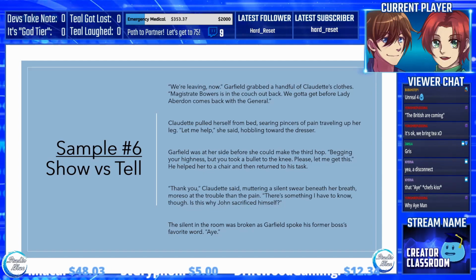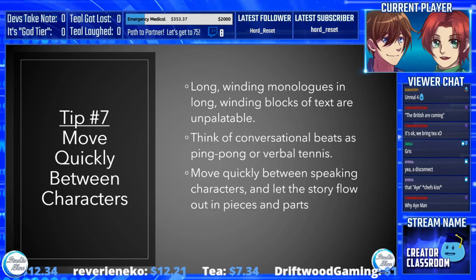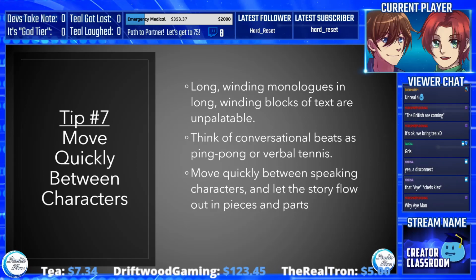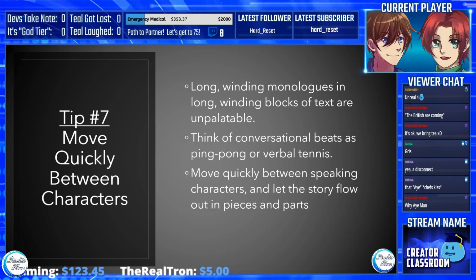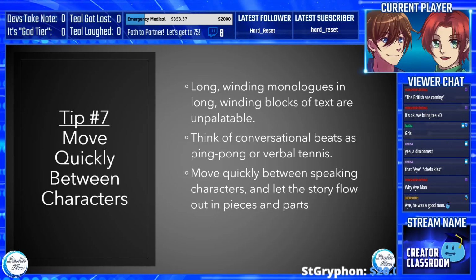So, yes, we spent a delicious amount of time on this, and I hope it helped you all. All right, let's move on to the seventh and last point. Move quickly between characters. Long, winding monologues and long, winding blocks of text are unpalatable. I just like the way that sentence read better than it sounded. But it is unpalatable. It is hard to digest. Long monologues. He was a good man, Bubba Hotep.